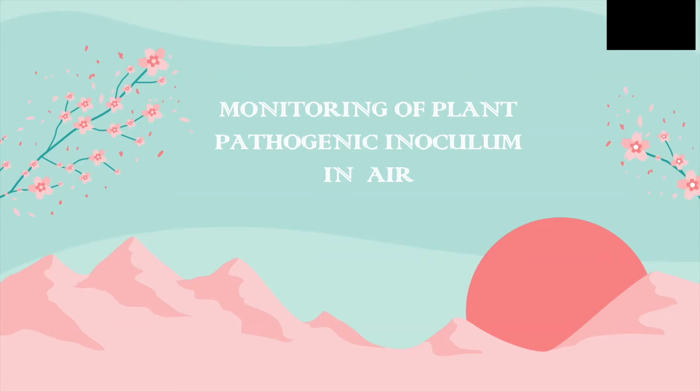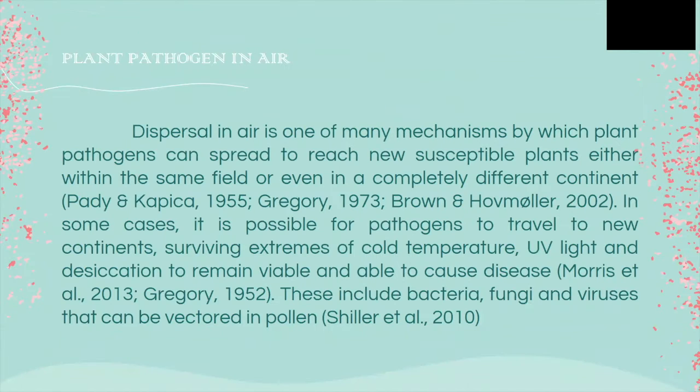Monitoring of plant pathogenic inoculum in air. Dispersal in air is one of many mechanisms by which plant pathogens can spread to reach new susceptible plants, either within the same field or even a completely different continent. In some cases, it is possible for pathogens to travel to new continents, surviving extremes of cold temperature, UV light, and desiccation to remain viable and able to cause disease. These include bacteria, fungi, and viruses that can be vectored in pollen.